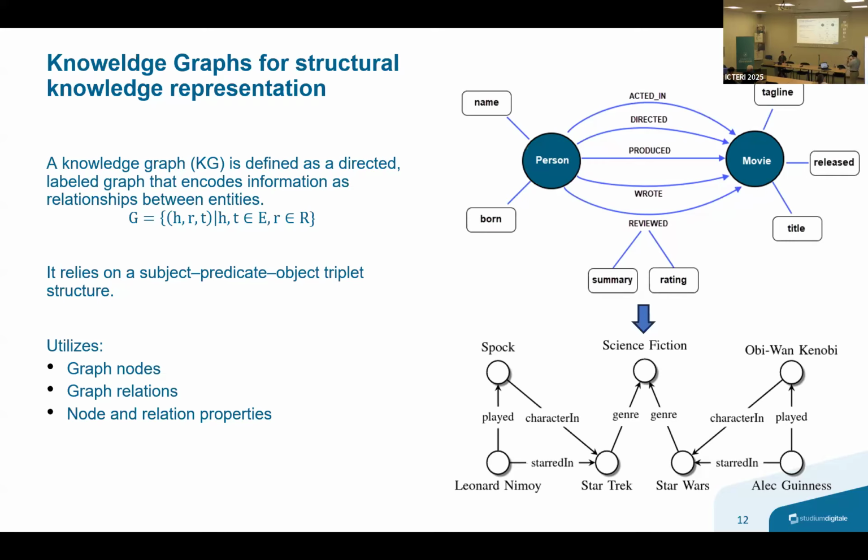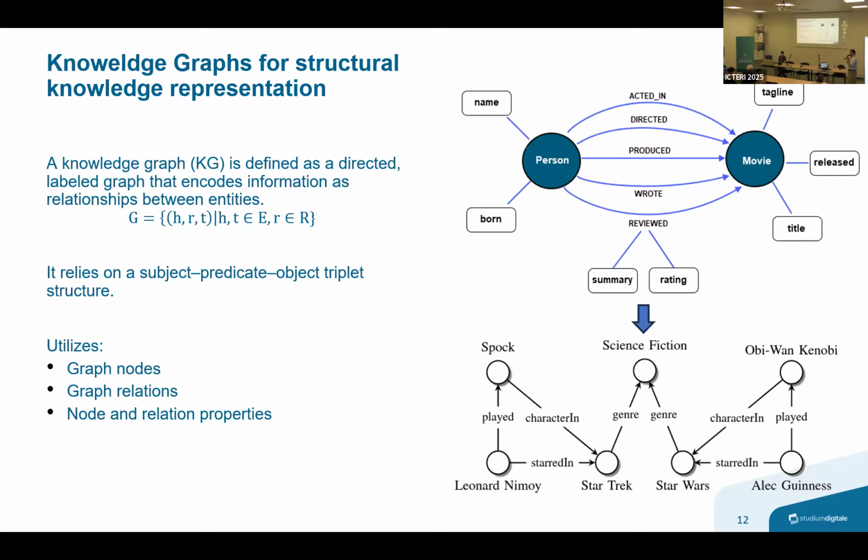This is an actual knowledge graph of this. So this is the base ontology for the knowledge graph, which tells you which entities are there. We have a person entity and a movie entity. Here is the actual data. This is Star Wars, if I'm not mistaken, and Spock, played by Leonard, for example, and so on and so forth.